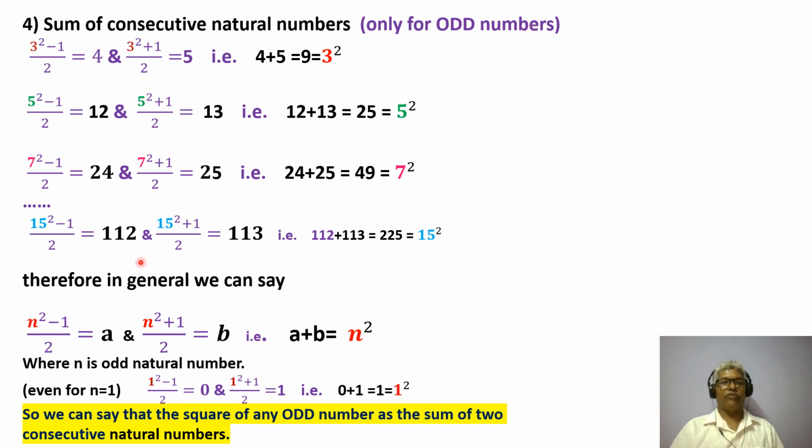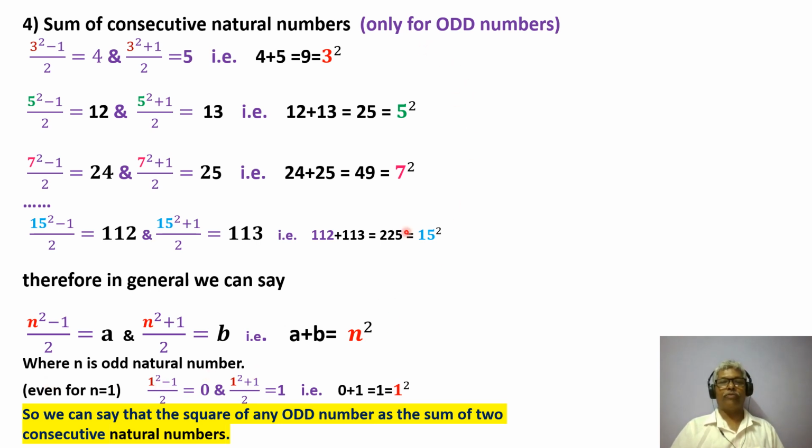Looking at this pattern, if we say n is any odd number, then n square minus 1 upon 2 is a, and n square plus 1 upon 2 is b. Then we are adding this, that is a plus b equals n square. Okay, and n is an odd number. So this is the fourth pattern.